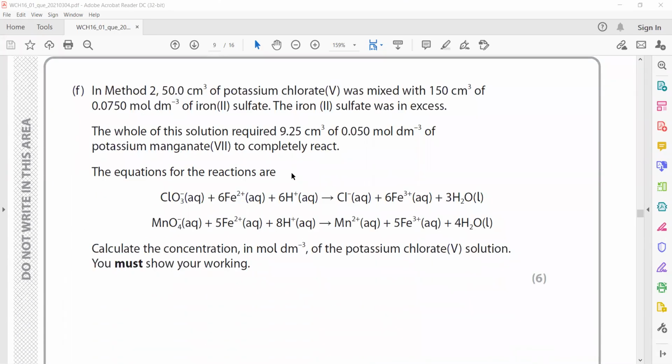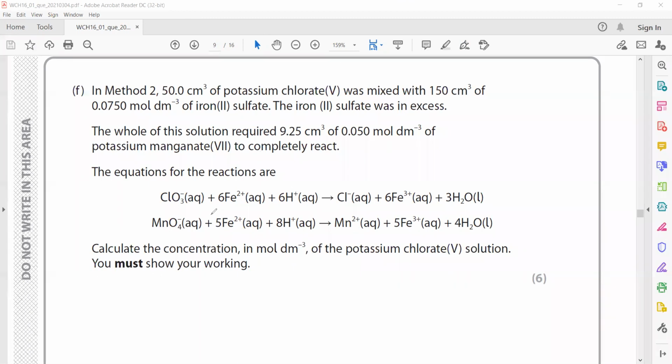In method 2, 50 cm cube of potassium chloride was mixed with 150 cm cube of 0.07 mole per dm cube of iron 2 sulfate, and iron 2 sulfate is in excess. So first reaction, iron 2 sulfate is in excess, then the whole of this solution is titrated with potassium manganate. Means the remaining iron 2 is titrated with potassium manganate. Calculate the concentration of potassium chloride solution.